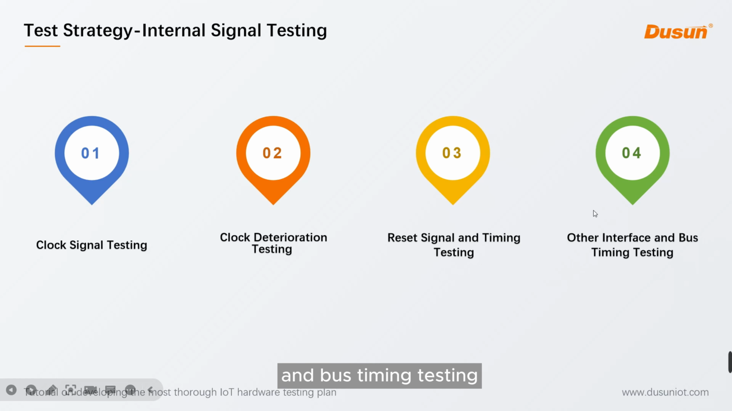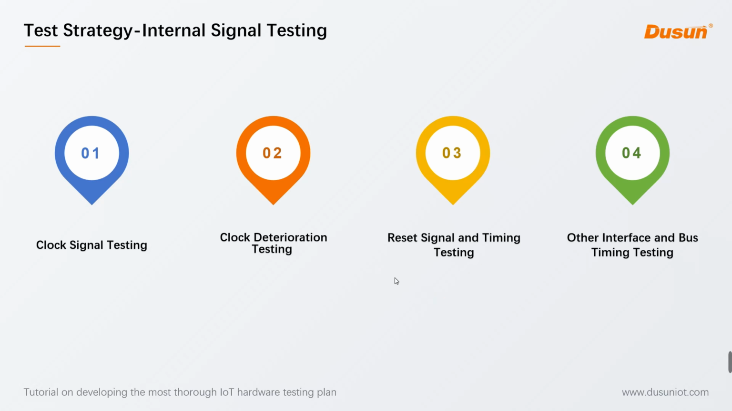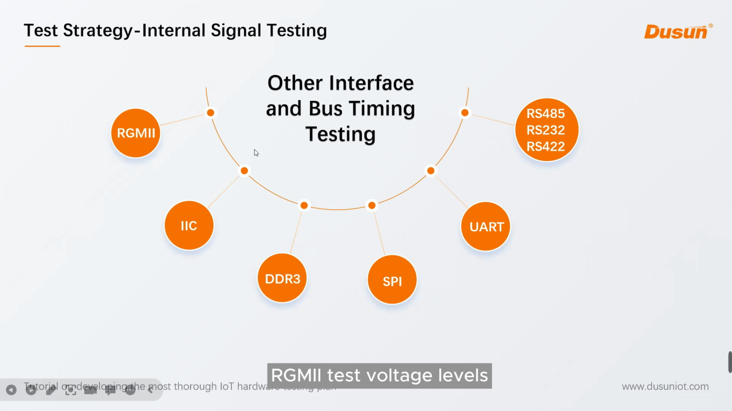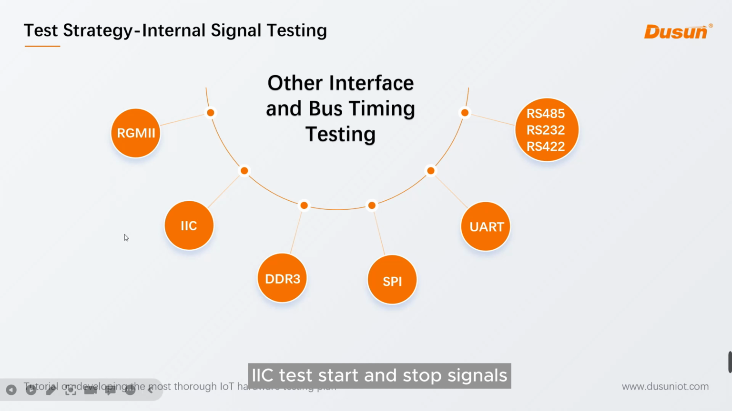Other interface and bus timing testing. All signal testing positions should be as close as possible to the signal's receiving end. For GMII, test voltage levels and timing, write to registers and read from registers. For I2C, test start and stop signals and acknowledgement signals, write to registers and read from registers. For DDR3, test overshoot, differential signals and single-ended signals.